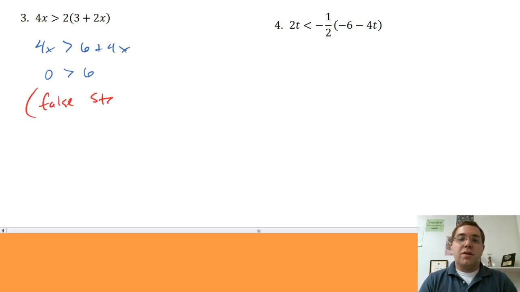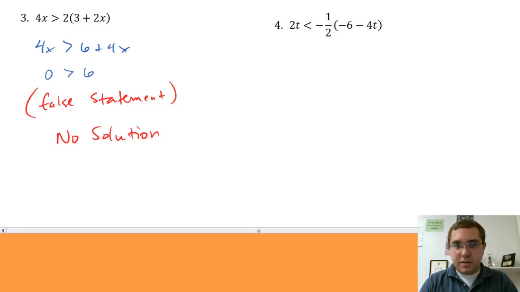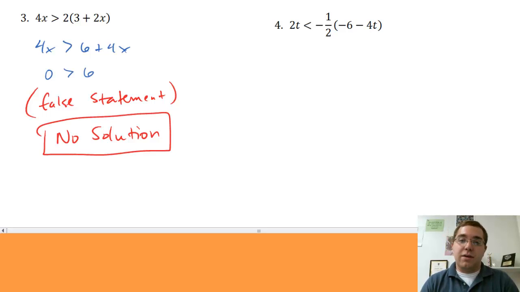So there must not be anything that satisfies that inequality. So I write no solution. No matter what number I plug in for x, it will not make that inequality work. It's a fundamentally flawed inequality because 0 is not greater than 6, or my kindergarten teacher lied to me. I probably learned that in kindergarten, so I've been lied to my whole life if that is correct. So we write no solution. If all of the variables are eliminated and we get something that's not true, we write no solution because there's nothing that's going to make that work.